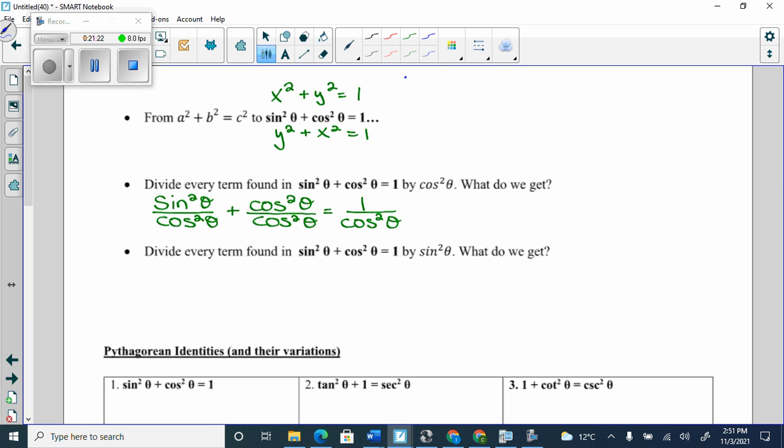What is this? Sine squared over cos squared is tan squared theta. Plus, what's cos squared divided by cos squared? A 1. And then what's 1 over cos squared? Look at your formula sheet. You have a 1 over cos on there. It's secant squared.